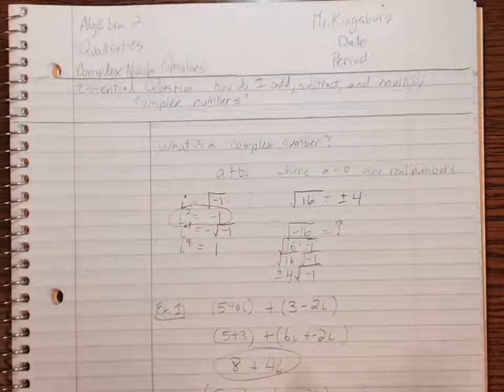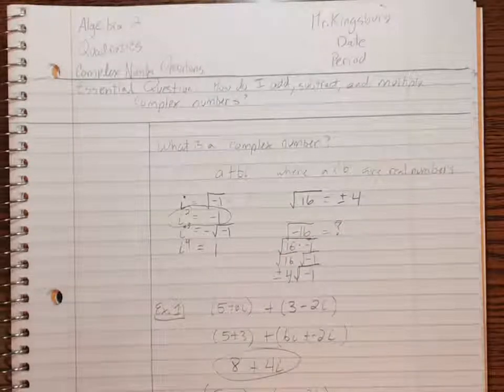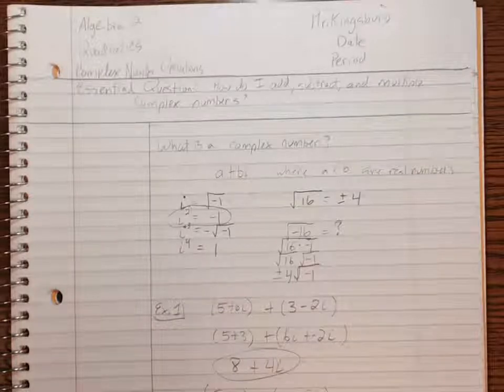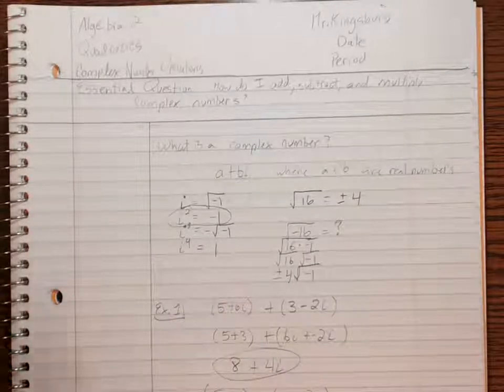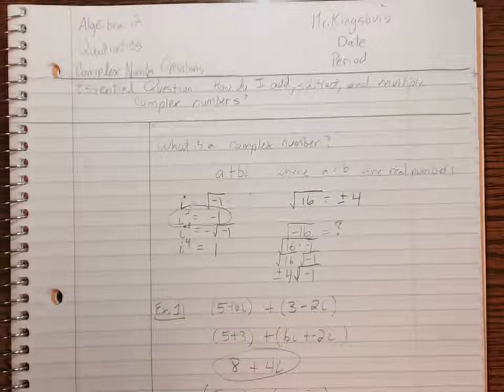5 minus 3 is 2. 6i minus negative 2i. Oh, look, two negatives. They become positives. So this is 6i plus 2i, which is 8i. So, no big deal. And this applies no matter how many of these things you're adding. Last example, and I'll let you go.